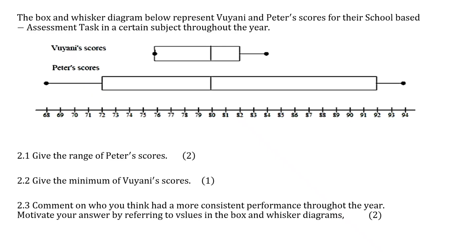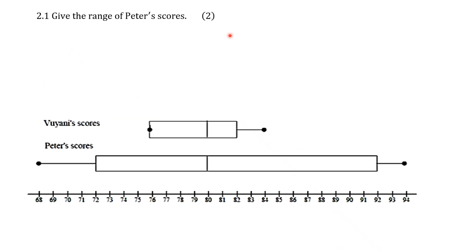Right, so if you look at the first question, give the range of Peter's scores. So there's Peter. For range, I need the minimum, which is at 68, and the maximum, which is at 94. So for the range, we're going to subtract those 2. So my range would be 94 minus 68, right? And that gives me 26. So 1 mark for choosing the 2 correct values and 1 mark for the correct answer.